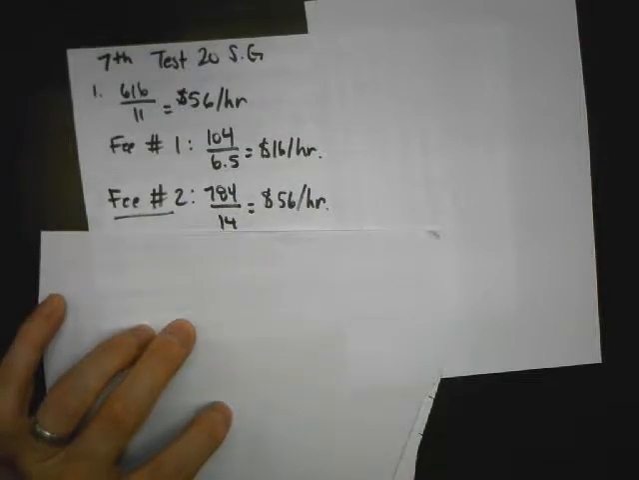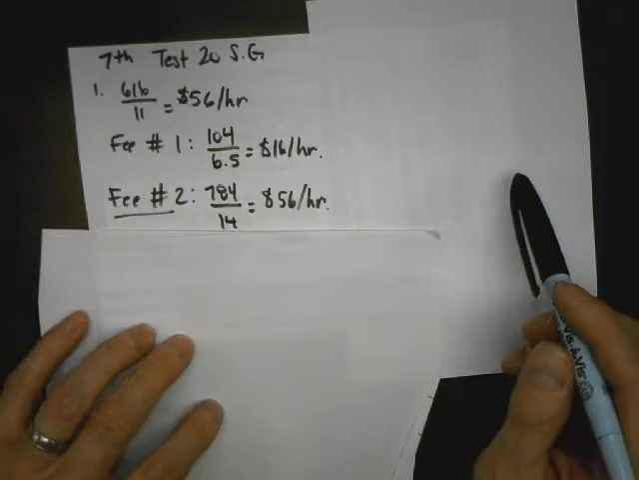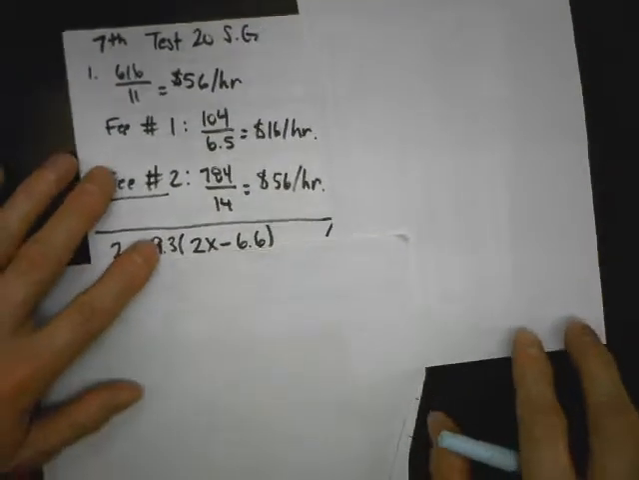Fee 2 for 14 hours, the fee is $784. So if I do 784 divided by 14, that's $56 per hour. So fee 2 is the same, it is proportional to his.